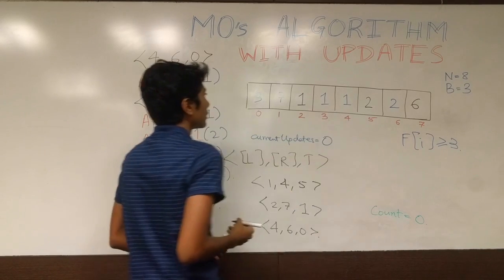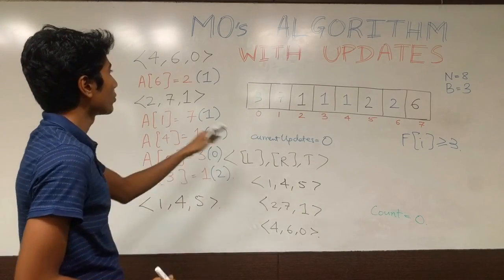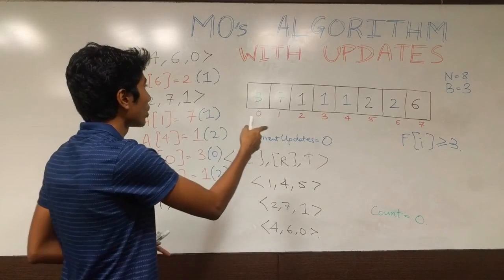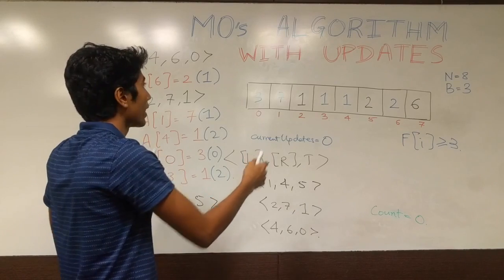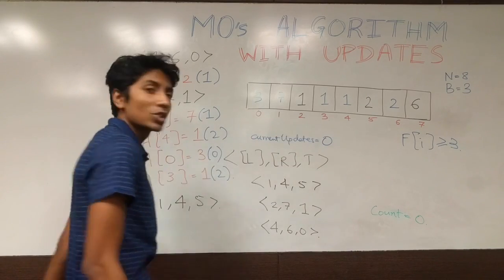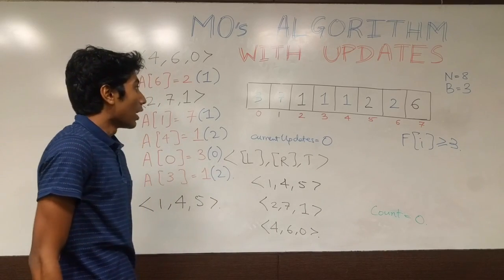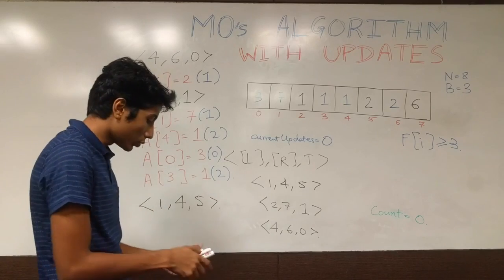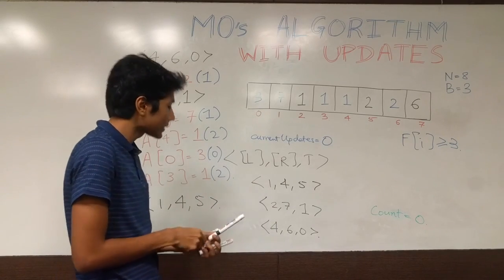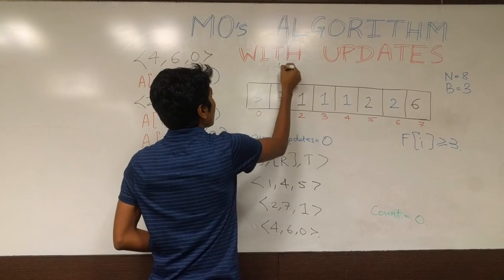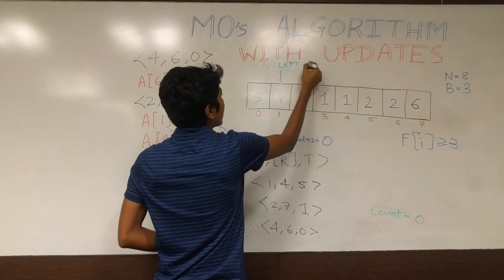Let me just confirm that. A of 6, A of 1, A of 4, 0. So this is fine. Now, we can actually answer this query. So 1 to 4 is what we need to do. Our left index is pointing at 1 first, and so is our right index.